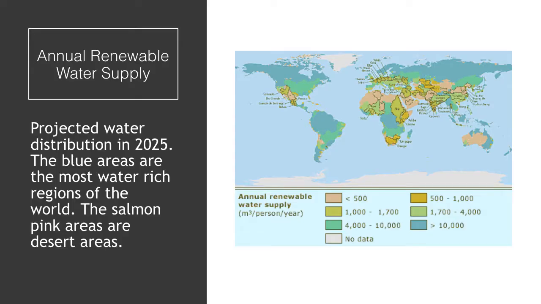In this figure, we see how quickly water can be resupplied to an area. Water supplies are resources that are replenished regularly, mainly surface water and shallow groundwater. Here we see the projected water distribution in 2025. The blue areas are the most water-rich regions in the world. The salmon pink areas are deserts. Water is a renewable resource, but renewal takes time. The rate at which we now use water makes it essential that we protect and conserve water supplies. Renewable water is most plentiful in the tropics where rainfall is heavy and large land masses.